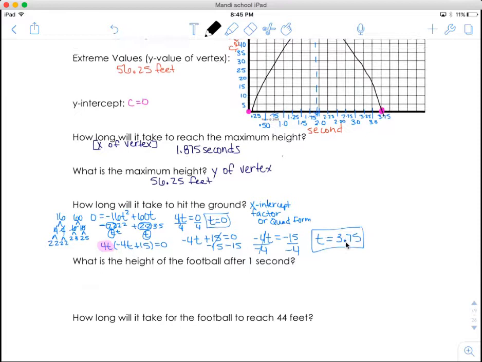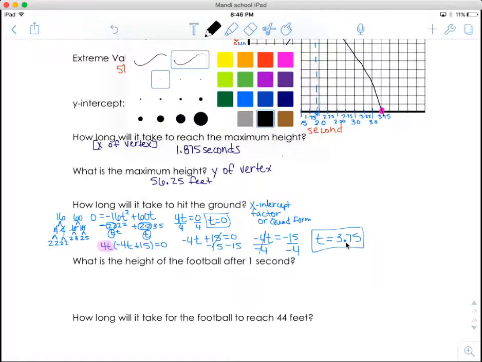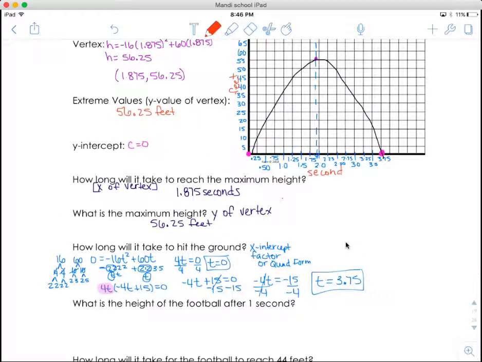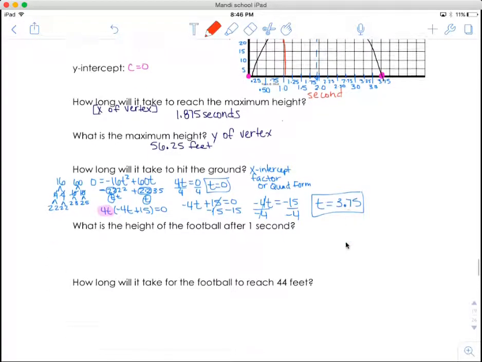The question is asking, what is the height after 1 second? So we can guesstimate. We can do our best guess here. So at 1, follow that path up. At 1, it's pretty close to between 35 and 40 feet. So to get the exact answer, we can take that 1 second, that's x equals 1. We can plug it into this equation.